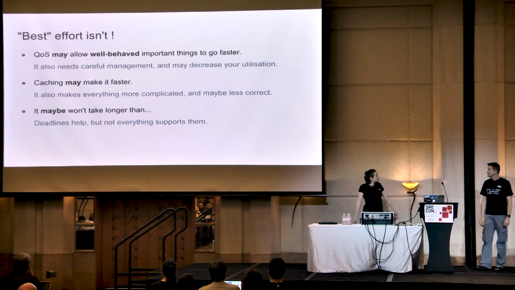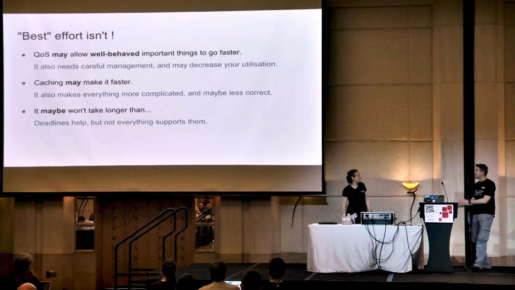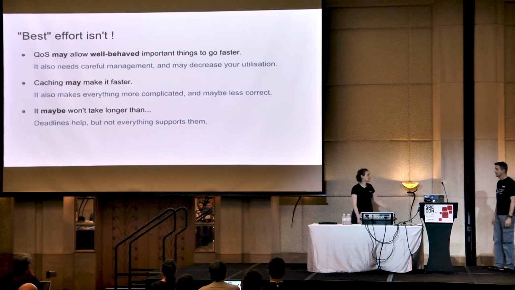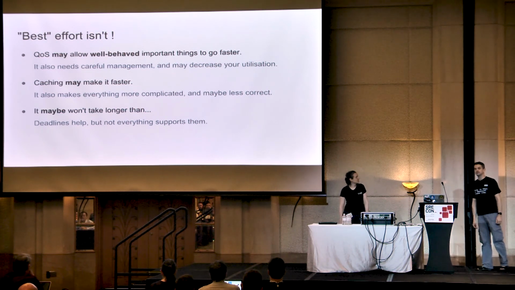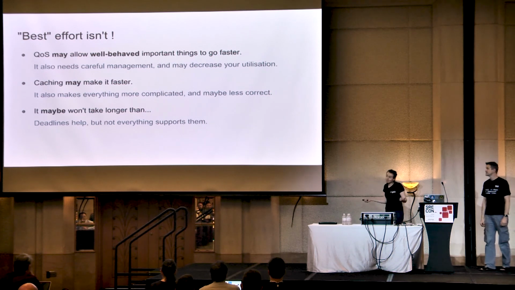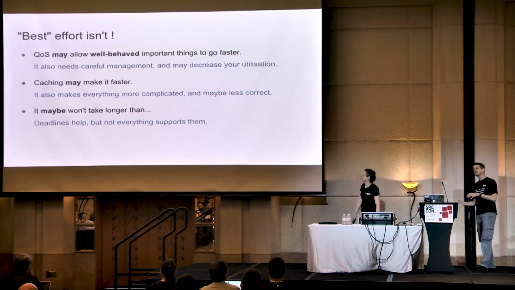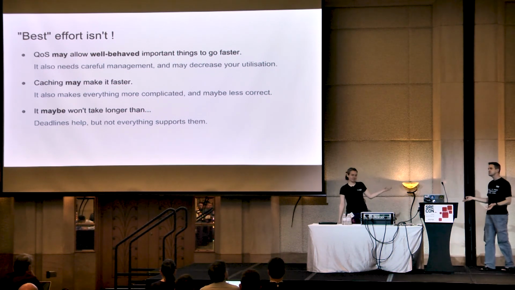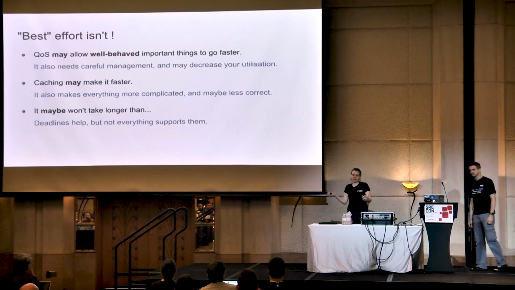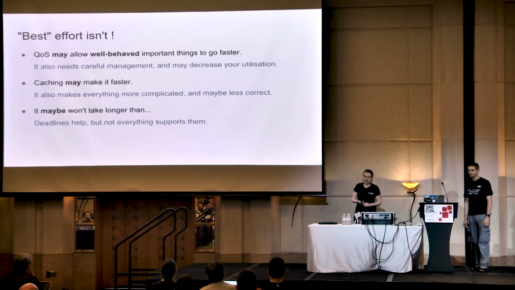That stuff it isn't. Quality of service may make the well-behaved important things go faster. But it needs to be managed, right? You need to be thinking about it. And caching may make it faster. And it can also make everything more complicated and maybe less correct. And it maybe won't take longer than some amount of time. So we set our deadlines, and our deadlines are enforced by gRPC, but not everything is within that stack. Like, you could be doing processing that's happening outside that. How long is that going to take?